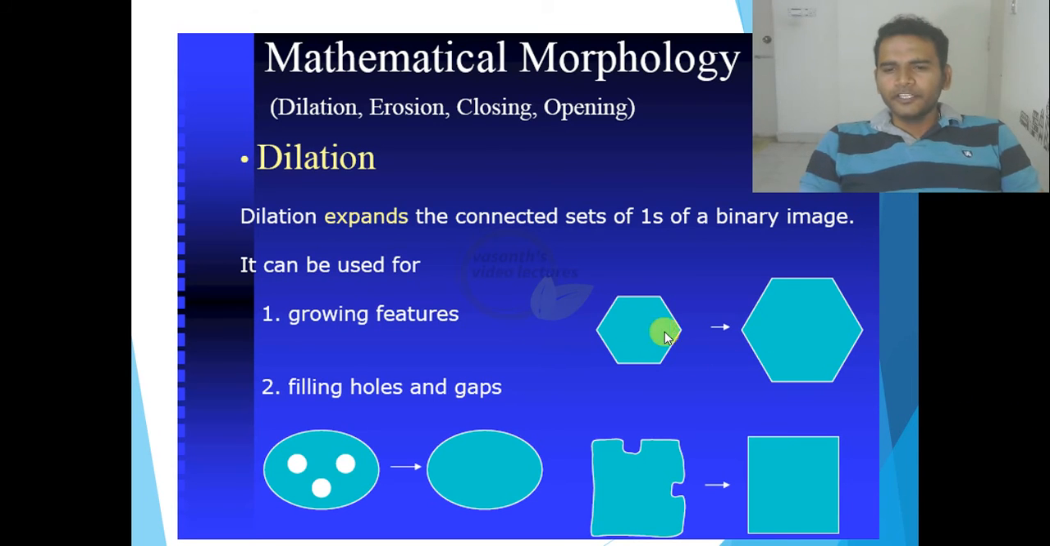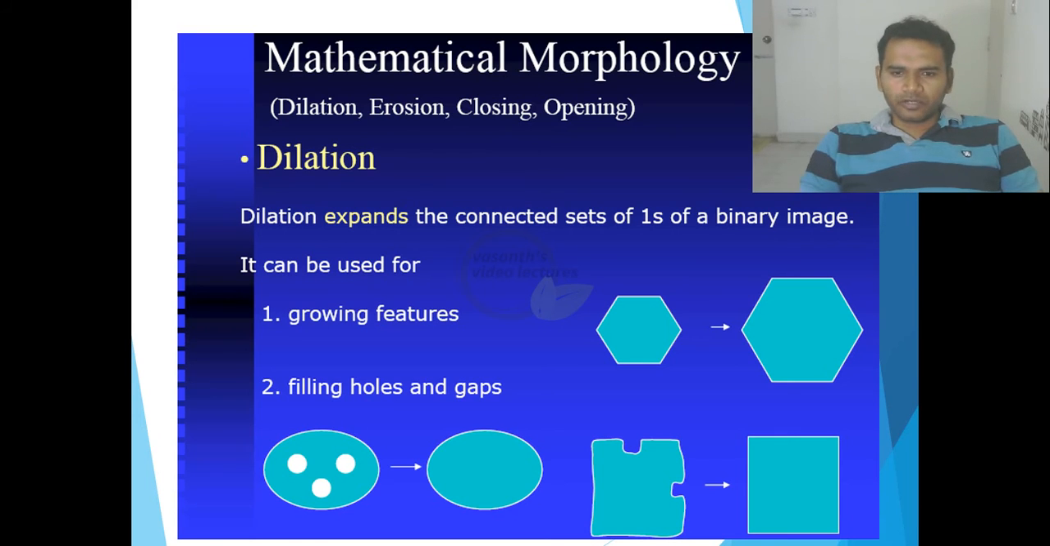In this example, growing a feature is something like expansion of these edges in order to get the expanded view of a particular polygon that is here. Then something called filling gaps. Whenever an image has some gaps which bridge between two particular things, that can also be done using dilation. This is also one best example. There is a non-uniform square here, so there are some unwanted regions that are present here which can be filled by using dilation. So dilation is useful when you are planning for filling up.